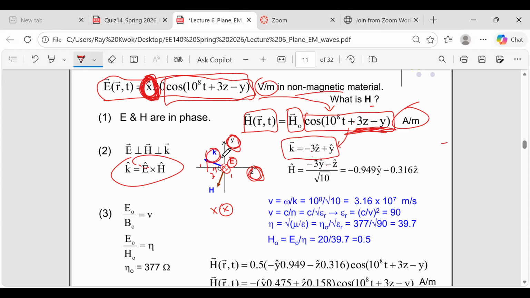K is in the second quadrant. Where's my H? E cross H is K. So E is into the page. That's my finger. K is the thumb. So I line them up. Where's my palm facing to? In the third quadrant. Right?